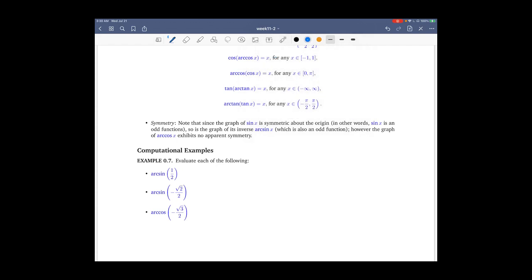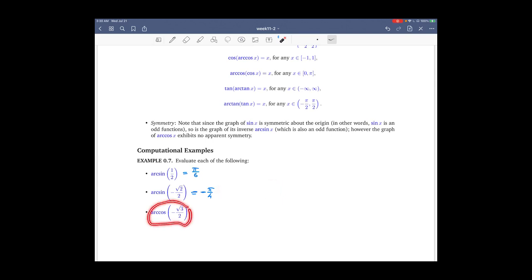We know that's pi over 6. And remember, the reason was that first, sine of pi over 6 is 1/2, and pi over 6 lies in the desired range, negative pi over 2, pi over 2. We did compute arcsine of negative root 2 over 2. We know that's negative pi over 4. Again, the reason is that sine of negative pi over 4 is negative root 2 over 2, and negative pi over 4 lies in the interval negative pi over 2, pi over 2.